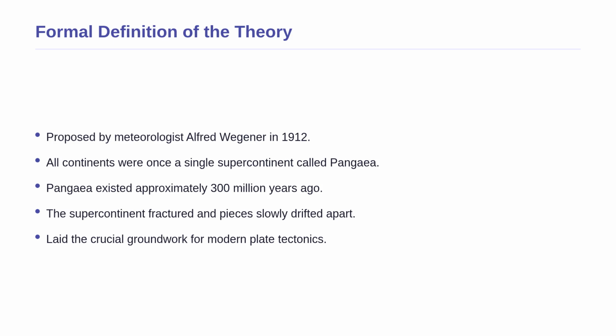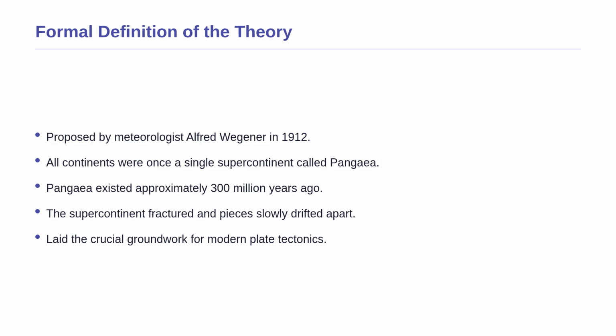Now that we have a visual intuition, let us look at the formal science. The continental drift theory was proposed by the German meteorologist Alfred Wegener in the year 1912. He hypothesized that all of the continents on Earth were once joined together in a single massive supercontinent known as Pangaea. This massive landmass existed about 300 million years ago.